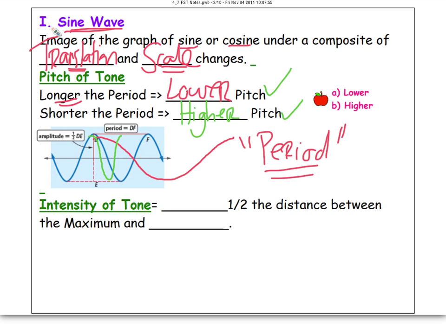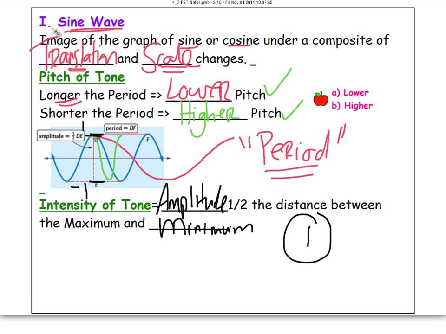Now the intensity of the sound wave is how high it goes in terms of a vertical stretch. So the intensity, the word you want to know, is called amplitude. And what amplitude is, it's half the distance between the maximum and the minimum value. So if you look at it, we're used to seeing cosine being at 1 and down here at -1. So if you look at the distance between 1 and -1 is 2, but take half of that, so the amplitude here of this graph is the number 1.